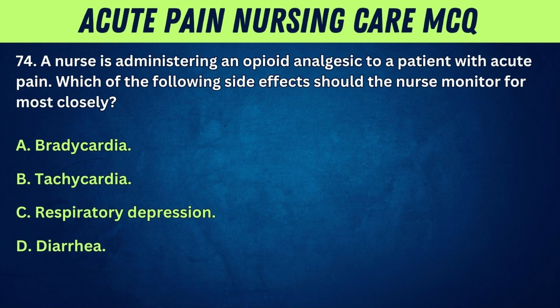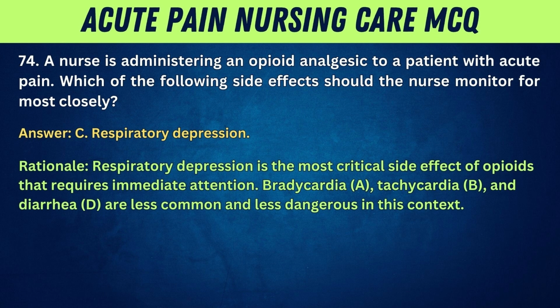Which of the following side effects should the nurse monitor for most closely? A. Bradycardia. B. Tachycardia. C. Respiratory depression. D. Diarrhea. Answer: C. Respiratory depression. Rationale: respiratory depression is the most critical side effect of opioids that requires immediate attention. Bradycardia (A), tachycardia (B), and diarrhea (D) are less common and less dangerous in this context.